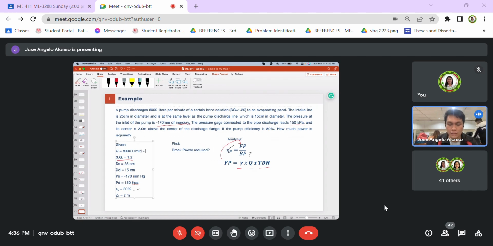So 8,000 liters divided by, for every 1,000 liter, 1 cubic meter. For every 1 minute, there are 60 seconds. It will be 0.133 cubic meter per second.